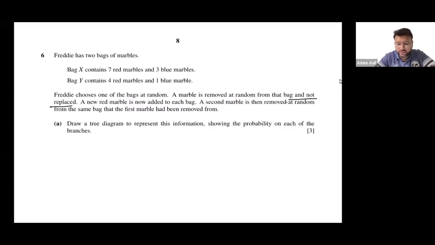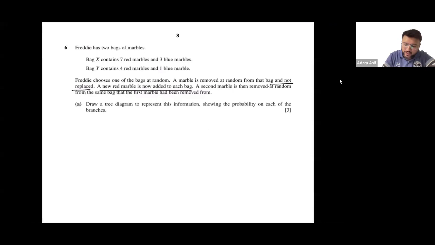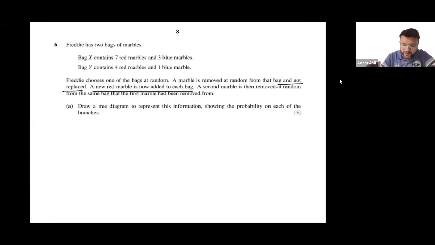A new red marble is now added to each bag. A second marble is then removed at random from the same bag that the first marble had been removed from. Draw the tree diagram to represent this information, showing the probability on each of the branches. So guys, first we are going to select the bag. Either you go for bag X or bag Y.